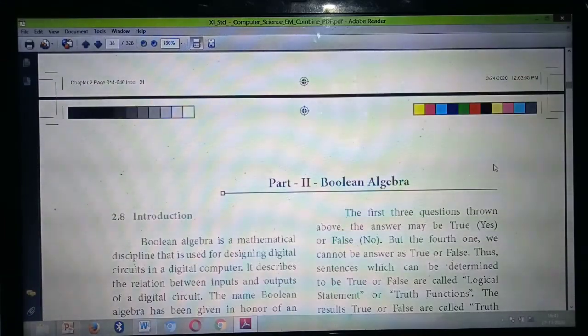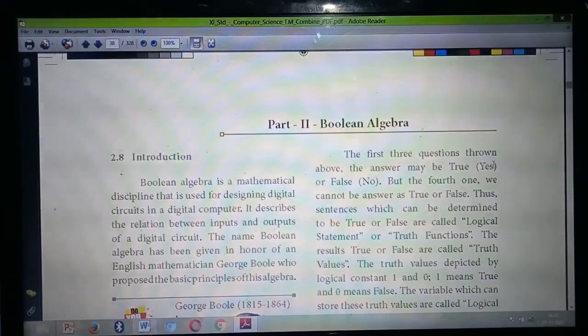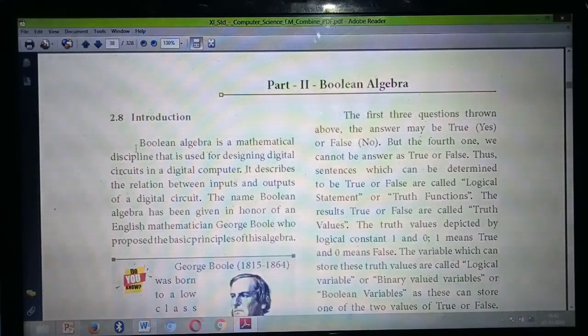First question, take page number 32. What is Boolean algebra? On page number 32, starting from the introduction, "Boolean algebra is a mathematical discipline", from here till this circuit. Starting from here, Boolean algebra, to till this circuit. End at this circuit. Have you all marked?